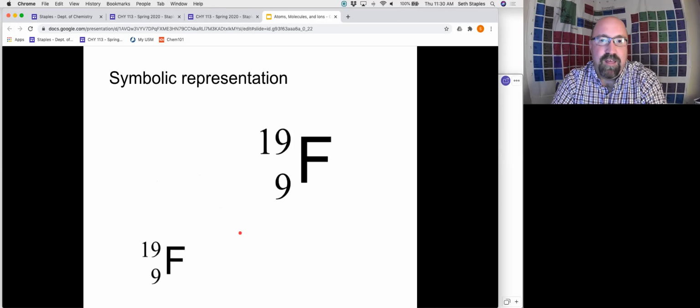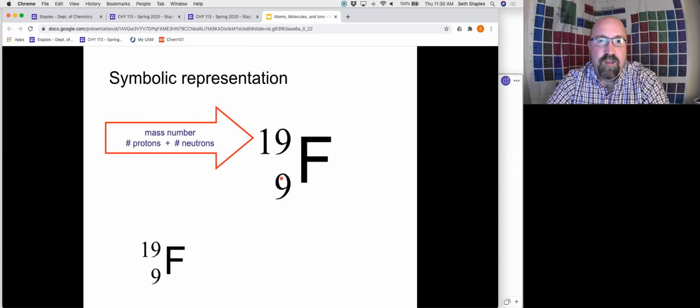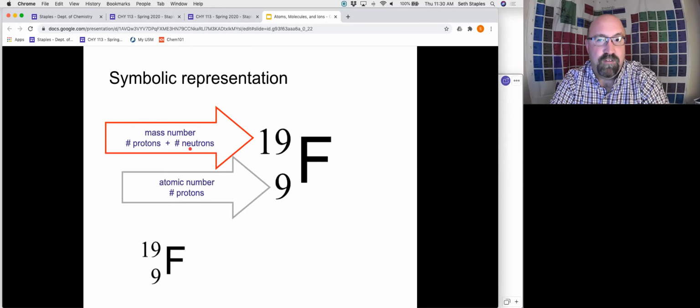And this is how we might symbolize that. So we have our elemental symbol, we have fluorine, F. We have our mass number here of 19 and our atomic number of 9. Remember that the mass number is our protons plus our neutrons, and the atomic number is our number of protons. And so we get fluorine-19. 9 protons and 10 neutrons. And 9 electrons.